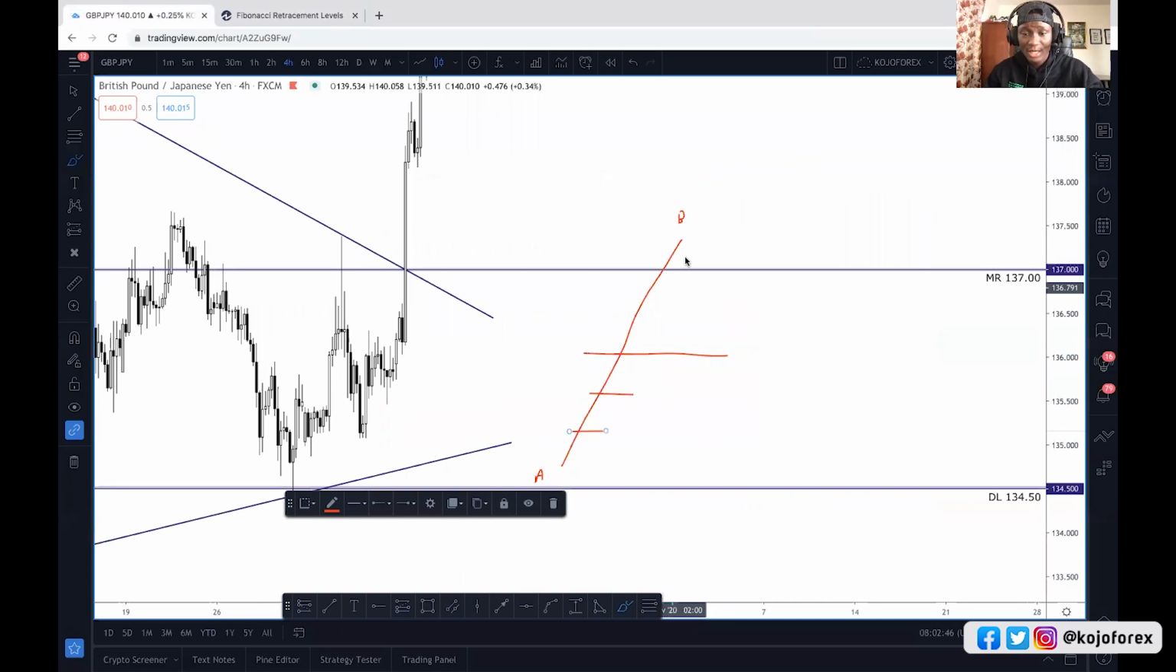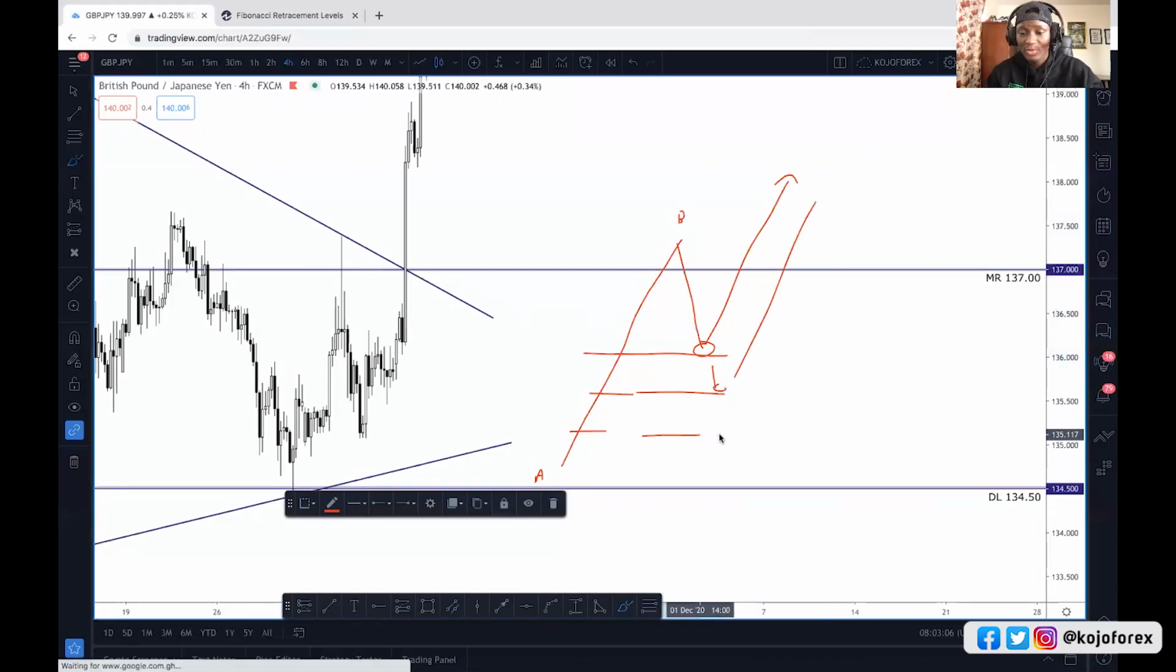So all I'm saying is that anytime the market pushes from A to B, if it pulls back into the 50%, I'll be interested in seeing how it reacts here before any push on the upside to continue the trend. Or if it pulls back into the 61.8, then I'm interested to see how it reacts here before it pushes on the upside. Or if it pulls back into the 78.6, I'm interested to see how it reacts here before it continues on its prior movement, right?